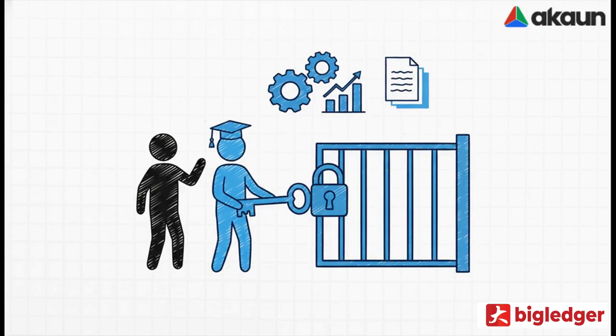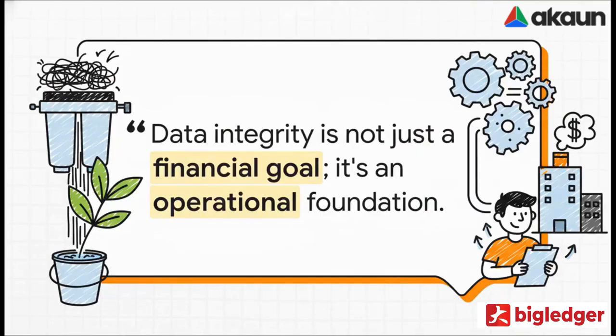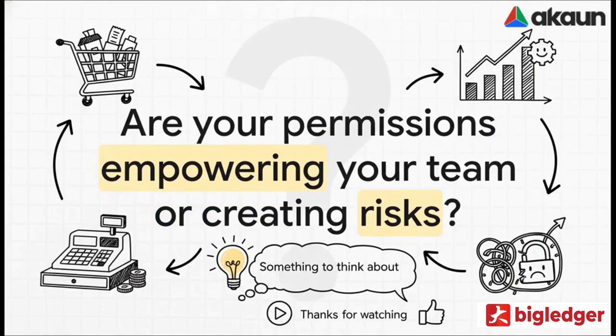It's really that simple. See, accuracy isn't magic. You just have to know how to handle the exceptions when they pop up. And this really says it all. Good data isn't just about numbers. It's the foundation of your business. So I'll leave you with this. Are your user permissions helping your team or creating hidden risks? Think about it.